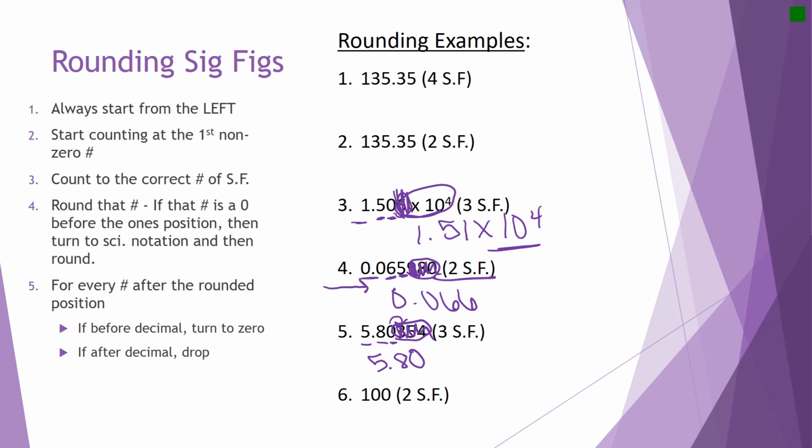Number 6 is by far and away the trickiest, and we're going to really emphasize step number 4 on this. So we're going to start from the left. I need to do 2 sig figs. I need to start counting from my first non-zero, so 1, 2. So it's going to be 1, 0.